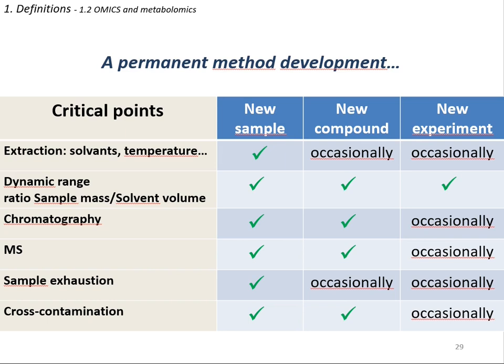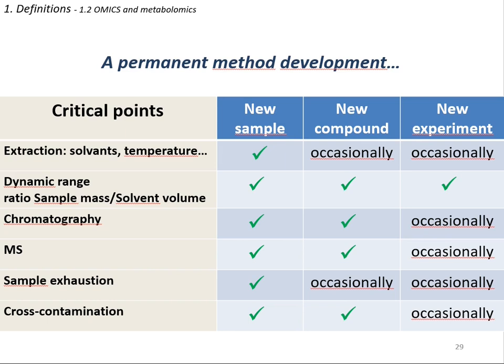The sample exhaustion, you want to be sure that you have extracted all the metabolites in your sample. Otherwise, also, you will introduce a quantitative bias. So this will be very necessary if you have a new sample. If you made a method that works perfectly on peach tree leaves, well, and then you want to analyze a fruit of tomato for looking for the same molecules, let's say phytohormones, you will probably have to do this again, the sample exhaustion test.